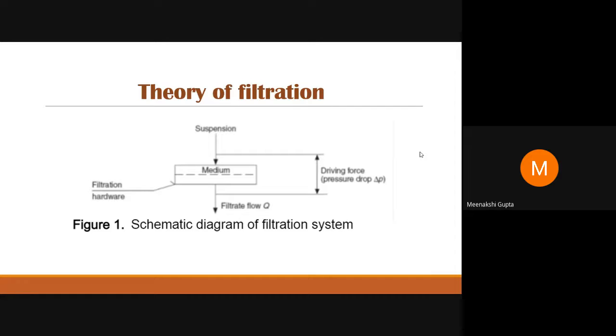Okay. So, in this, what we can see is there is a filter medium. Filter media is there. Okay, and suspension or the slurry passes through filter media, and there is a driven force across the filter medium. Okay, so in this diagram we can see the driven force is shown by a pressure drop. Okay, and the filtration flow rate is shown by Q.